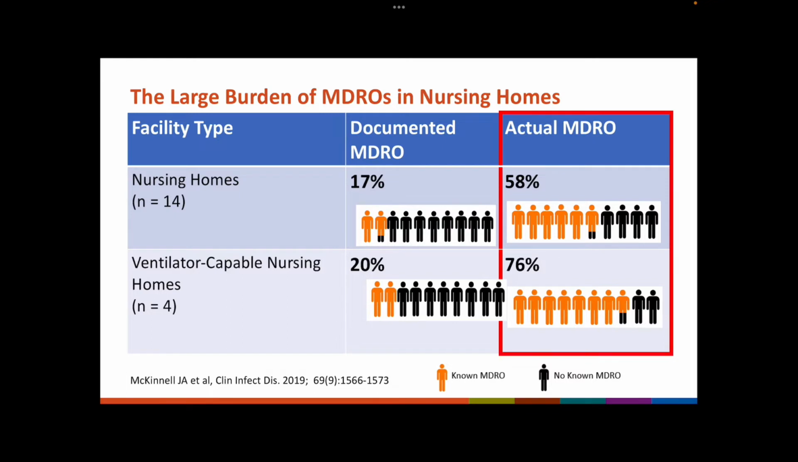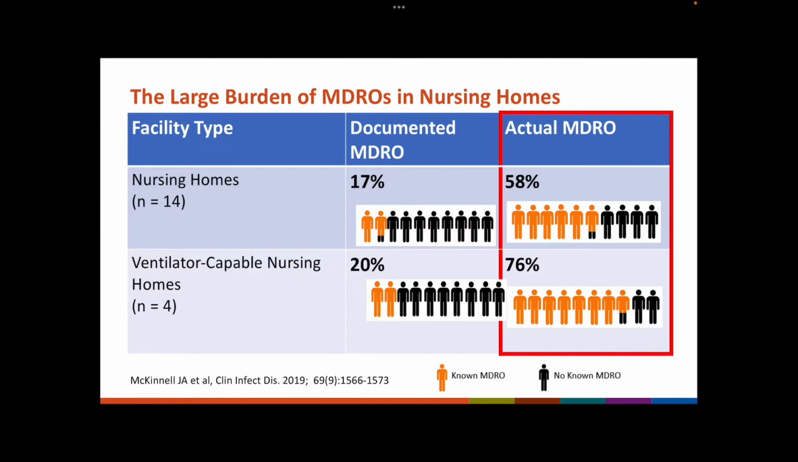To help visualize how common MDROs are in nursing homes, this slide shows data from a large study that was conducted in nursing homes, including a subset of nursing homes called ventilator-capable nursing homes that provide care to ventilator-dependent residents. In the first column, these are the percentage of residents who had documentation in their medical record of a presence of an MDRO colonization or infection. So about 2 out of every 10 residents across all these nursing homes were already known to have an MDRO.